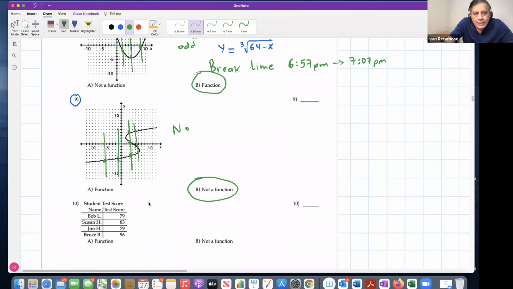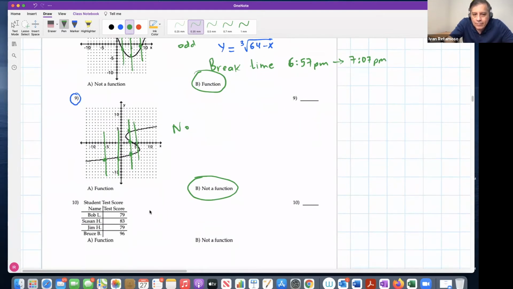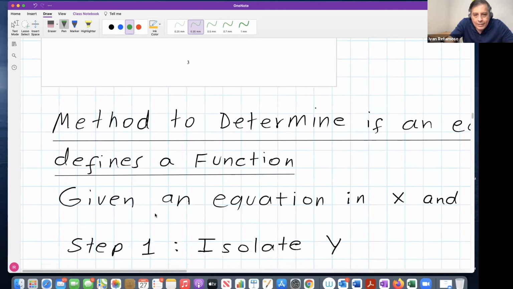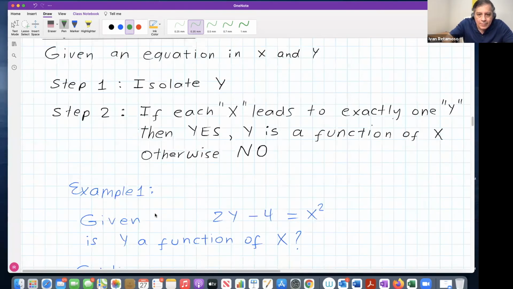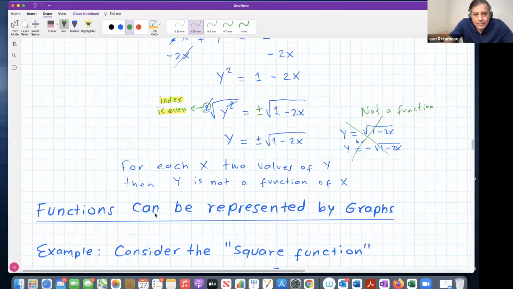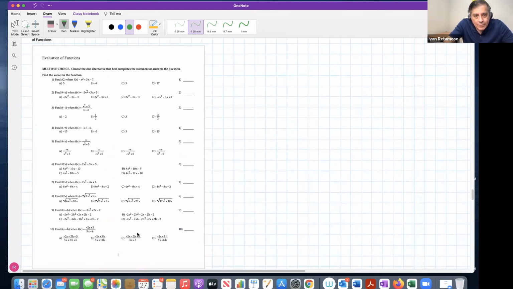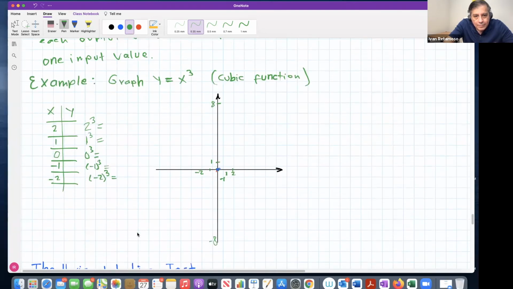Excellent, excellent. This one, I leave it for you to do at home, this table. Figure it out. We're going to move to evaluation of functions now, which is a little bit computational. All right, let's go ahead with that. Evaluation of functions here. We're going to deal with this type of exercises, but let me give you some background here.